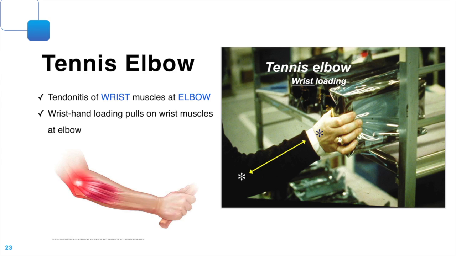Tennis elbow is a tendonitis of the wrist muscles, where they originate at the elbow. Tennis elbow comes from holding or pulling loads in the hand across the wrist, pulling on the wrist tendons, where they originate on the outside of the elbow. So tennis elbow is a hand and wrist loading problem.